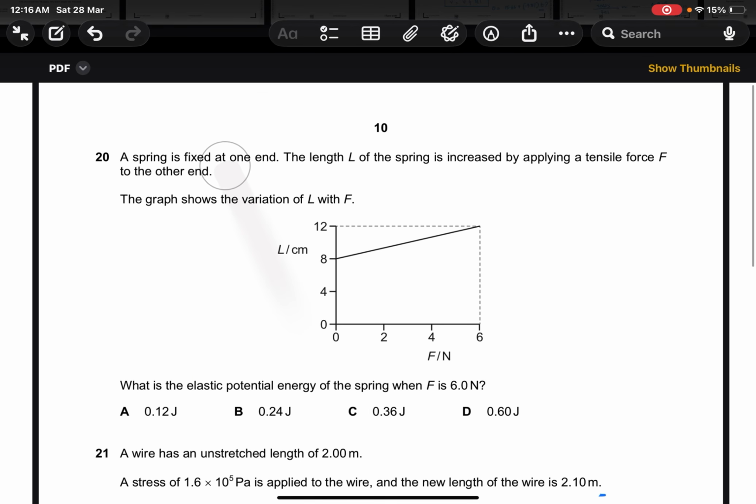A spring is fixed at one end. The length of the spring is increased by applying a tensile force F to the other end. The graph shows the variation of L with F.